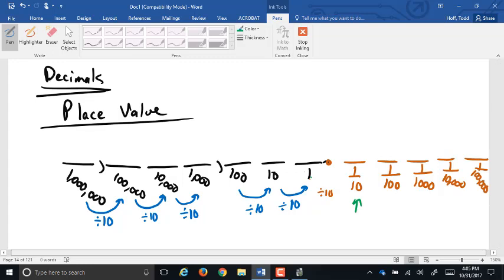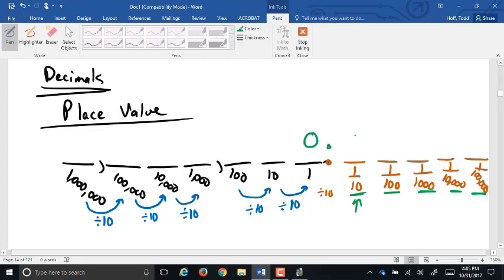The second thing we want to point out here is you might be looking at these place values thinking they look suspiciously like fractions because that's exactly what decimals are. Decimals are nothing more than a shortcut way of writing fractions with a very specific set of denominators. In this case, those denominators are the powers of 10.